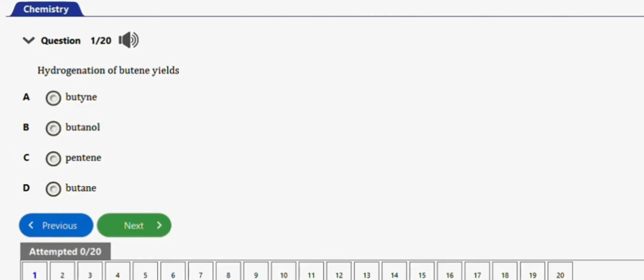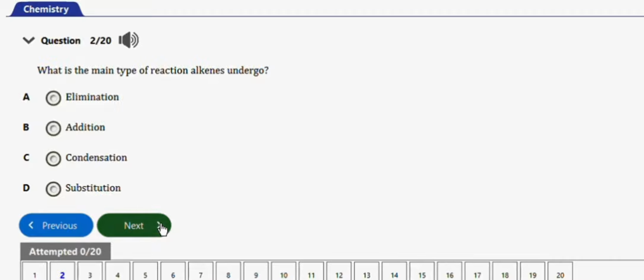The first question I have here says, hydrogenation of butene yields. So guys, the right answer will be option D, butane. Hydrogenation of butene will yield butane. Very important. The next repeated question says, what is the main type of reaction alkenes undergo? So guys, it's very simple: addition reaction. The reason is that they are unsaturated, so they will undergo addition reaction.